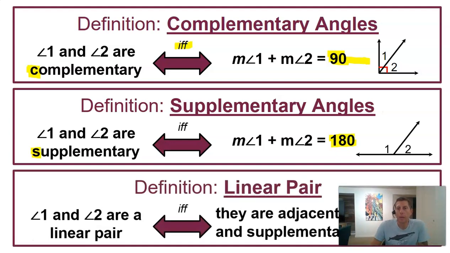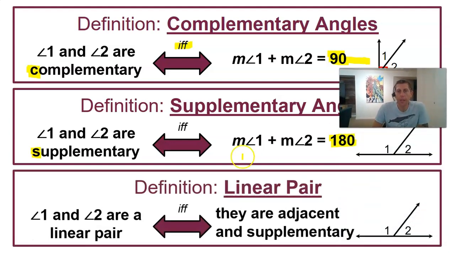Okay, linear pair. Now, this is interesting. Angles 1 and 2 are a linear pair if and only if they are both adjacent and supplementary. They have to be next to each other. Sometimes we have supplementary angles that are not adjacent to each other. A linear pair is when they are next to each other.